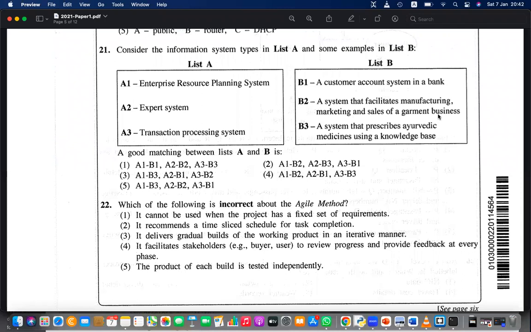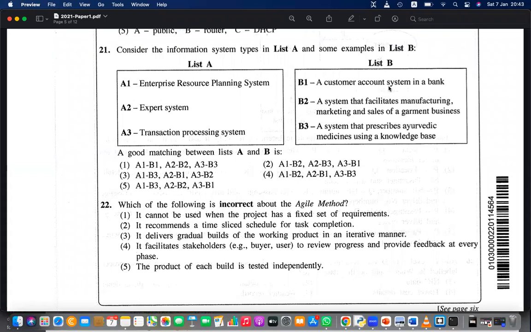Then expert system: a system that prescribes Ayurvedic medicine using a knowledge base, that is, the knowledge of an expert. So that is an expert system. It has the knowledge of an expert. A2, B3, A1, B2. A2, B3, so surely the answer should be number 2.